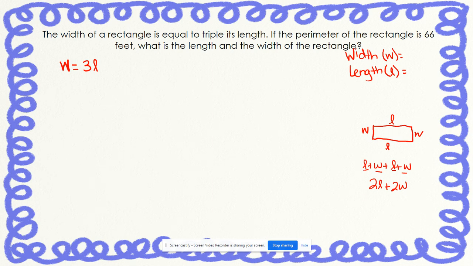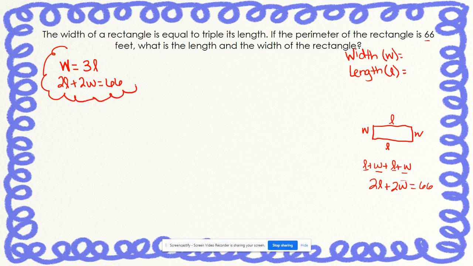In this case, I know that the perimeter of the rectangle is 66. So the equation that I would write to represent this would be 2L plus 2W equals 66. So that is going to be the second equation in my system. 2L plus 2W equals 66.